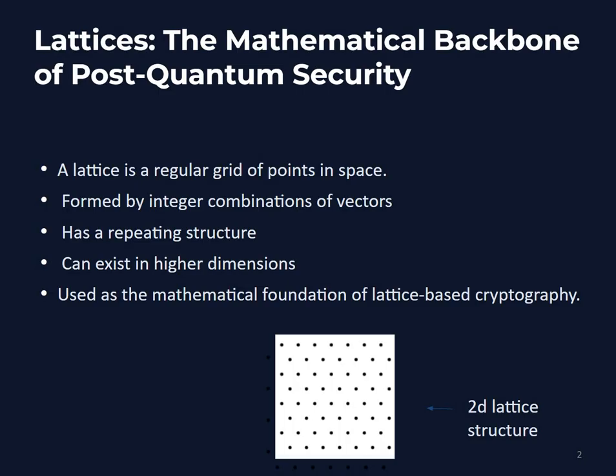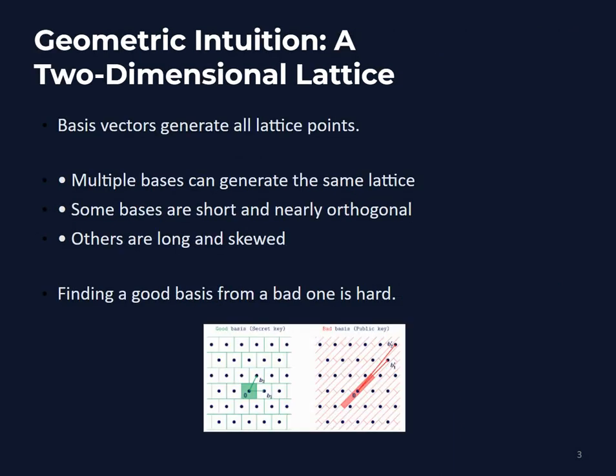To learn more, you can check the video on lattice cryptography given in the description or in the comment box. This slide shows a simple two-dimensional lattice. Even in 2D, you can see how different basis vectors generate the same set of points. Now imagine the structure extended into hundreds of dimensions. That's where classical and quantum attacks become infeasible.